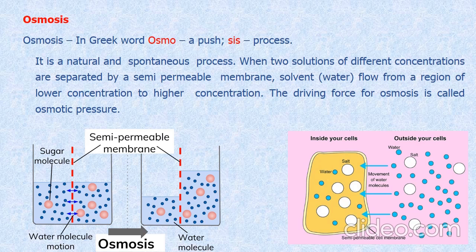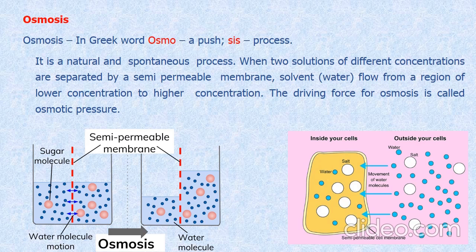What is osmosis? When two solutions of different concentrations are separated by a semi-permeable membrane. What is a semi-permeable membrane? A membrane which allows only the solvent molecule to pass through it, stopping all the ionic molecules, all the dirt particles, all the organic molecules, everything. It allows only the solvent molecule to pass through it. It is called a semi-permeable membrane.